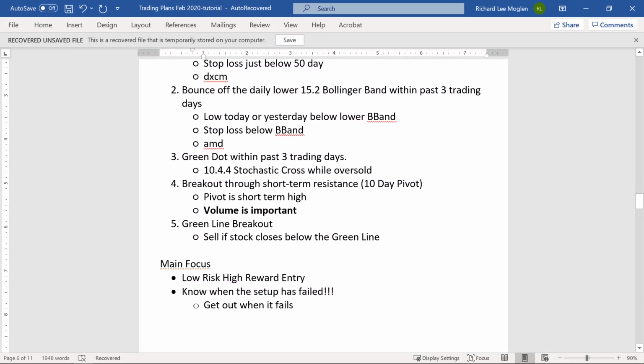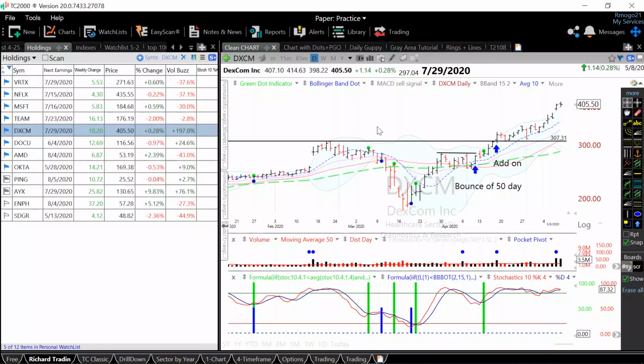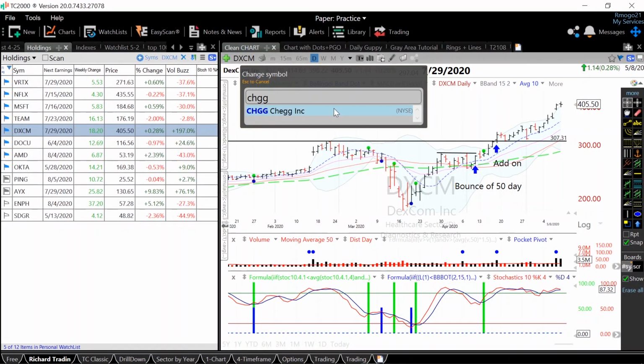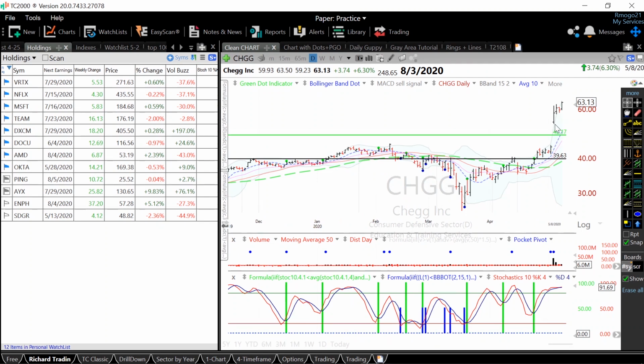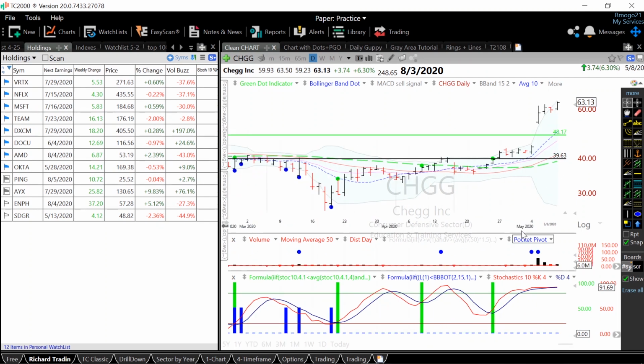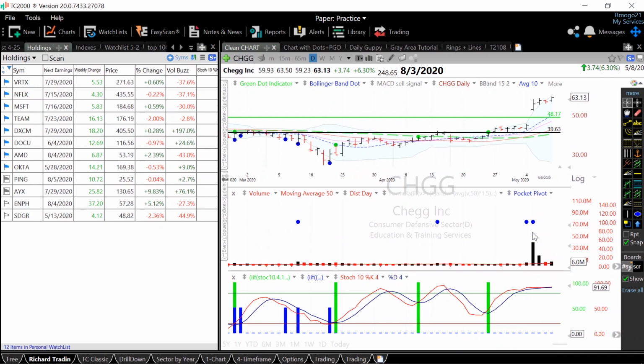And now let's talk about the green line breakout. This, along with the green dot, is from Dr. Wish. And there's been a bunch of recent strong ones. For instance, we've got Chegg, which had a green line breakout on huge volume coming in. And this is really key for green line breakouts. You want to see huge demand from institutions coming in before you buy the shares. And the green line breakout setup is a close above the green line.